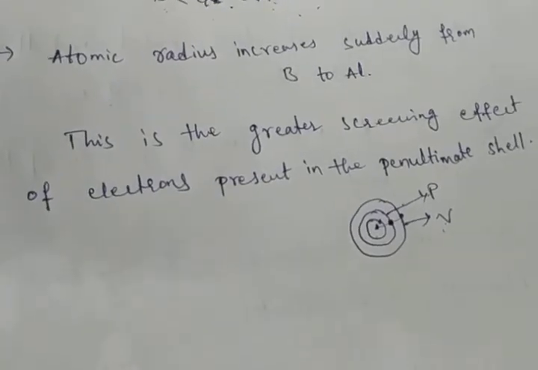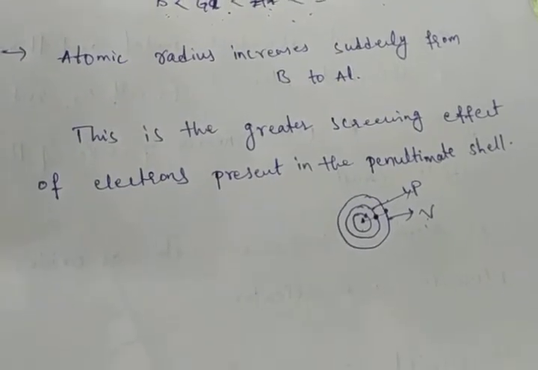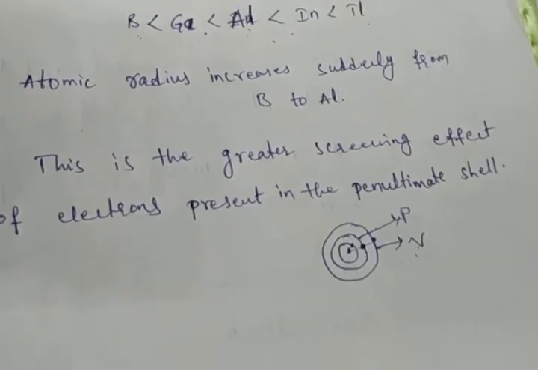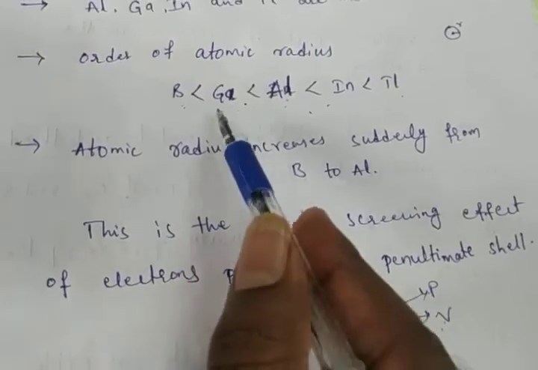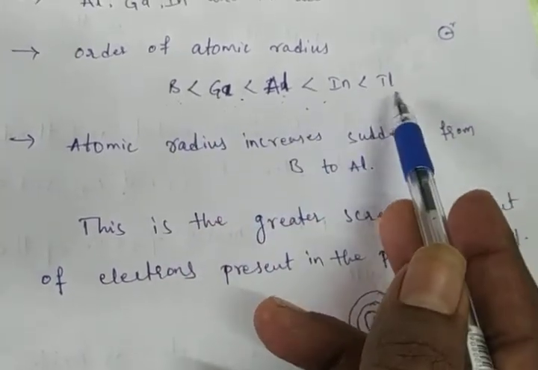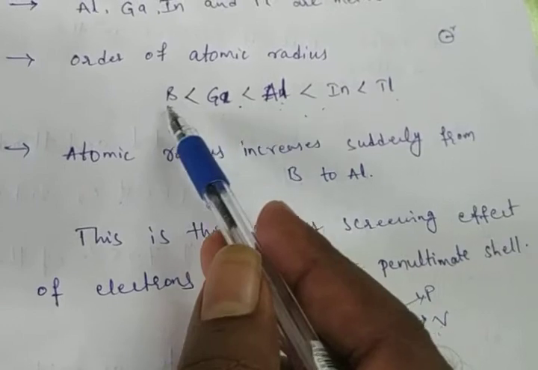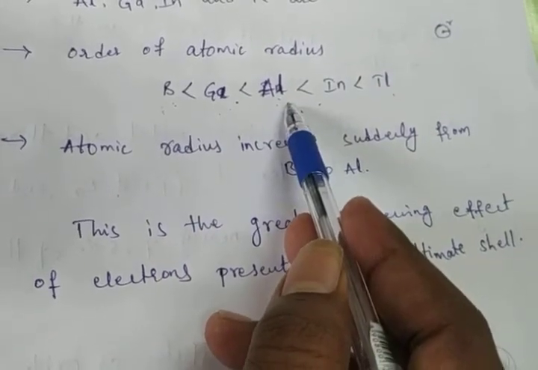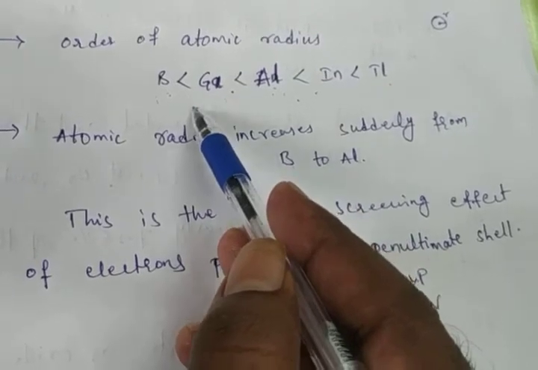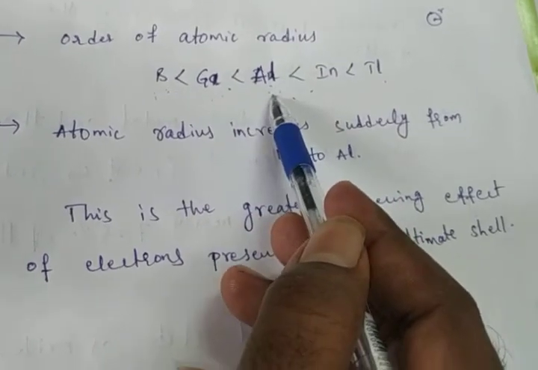Now, the atomic radii of gallium is less than aluminium. Okay, when we are talking about the atomic radius, generally from boron to thallium, it will be increased. Boron to aluminium suddenly will be increased due to the screening effect of penultimate shell electrons. Okay, up to here clear.